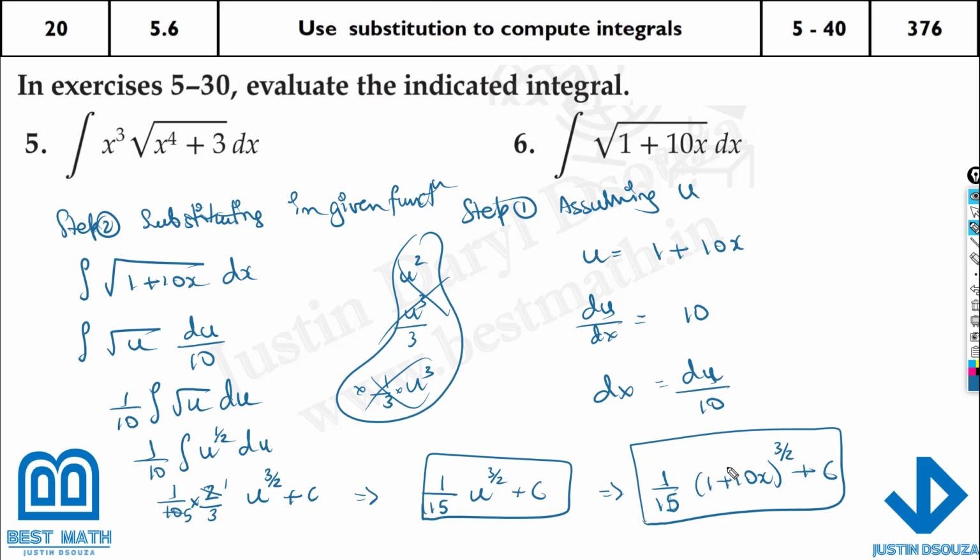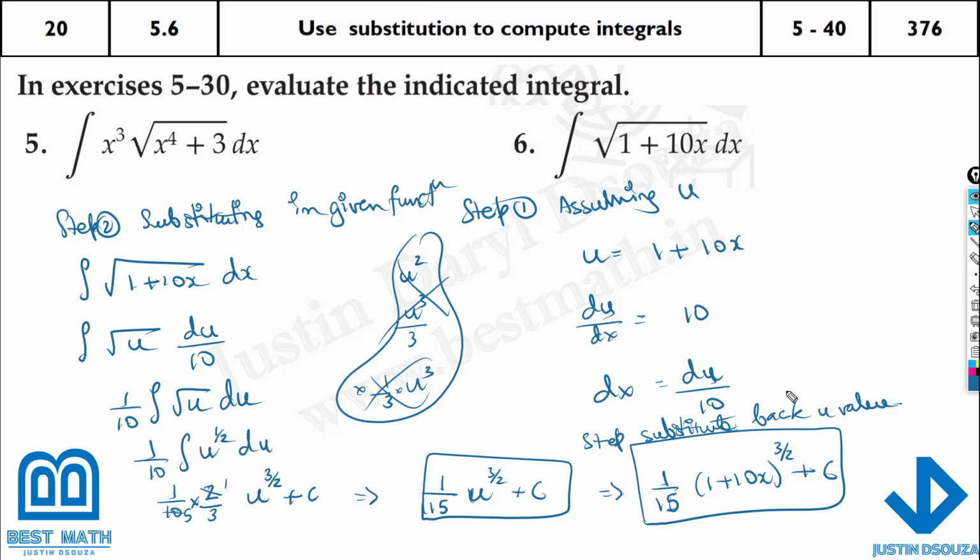Make sure you write all these steps, step 1 and step 2. You can write the final step as step 3: substitute back the u value. Step 1 is assuming u and deriving du by dx and getting dx in terms of du. Then substitute them in the given question and integrate, leaving it in terms of u only. And step 3 would be substituting back the u value. When you substitute back the u value in whatever is given, that'll be the answer.